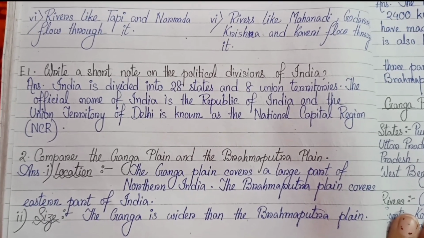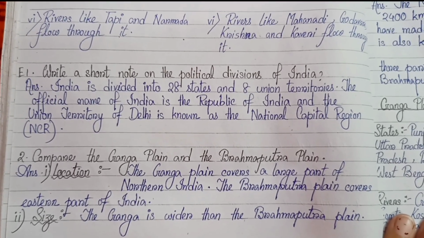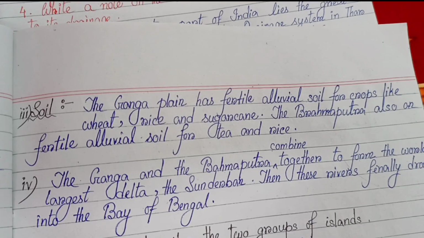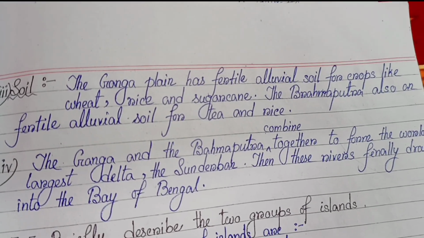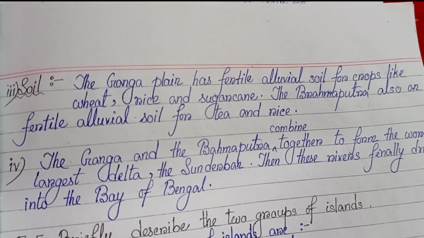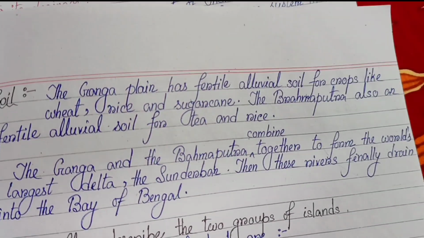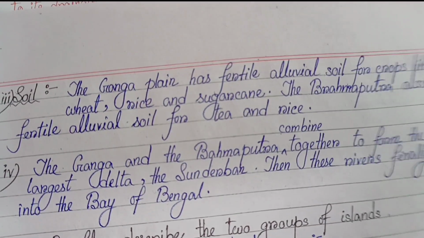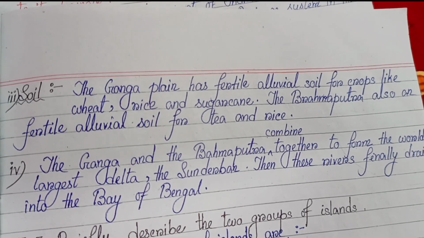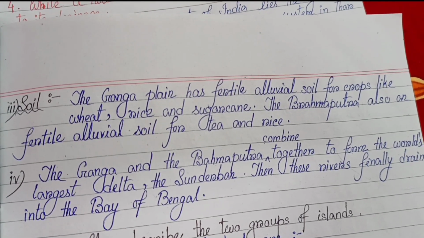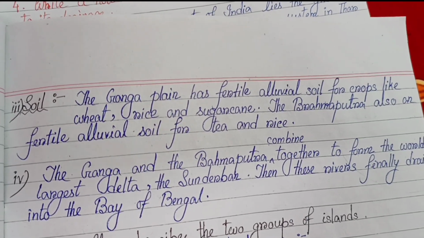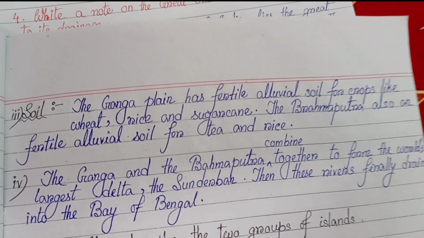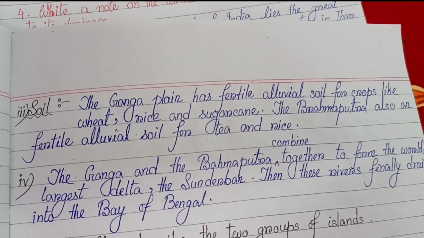Number 2, size. The Ganga Plain is wider than the Brahmaputra Plain. Number 3, soil. The Ganga Plain has fertile alluvial soil for crops like wheat, rice and sugarcane. The Brahmaputra Plain also has fertile alluvial soil for tea and rice. Number 4, the Ganga and Brahmaputra combine together to form the world's largest delta, the Sundarban. Then these rivers finally drain into the Bay of Bengal.